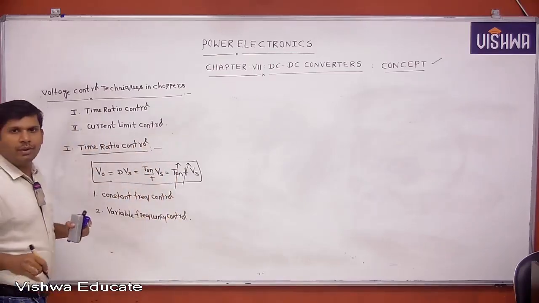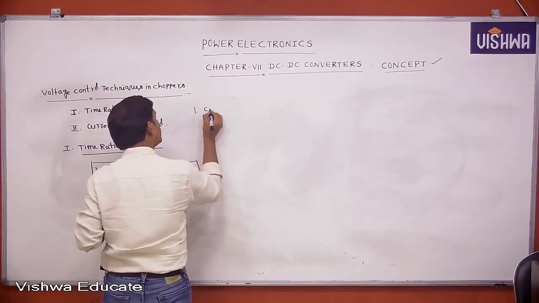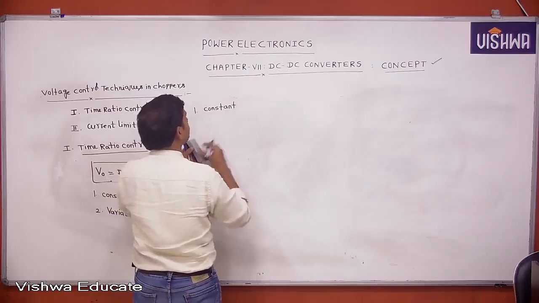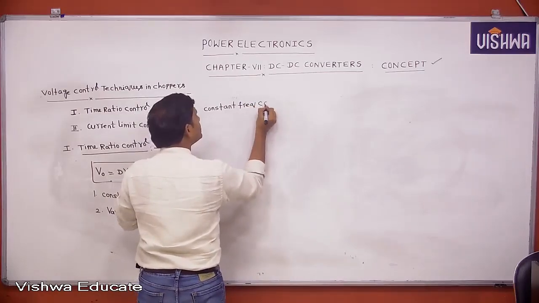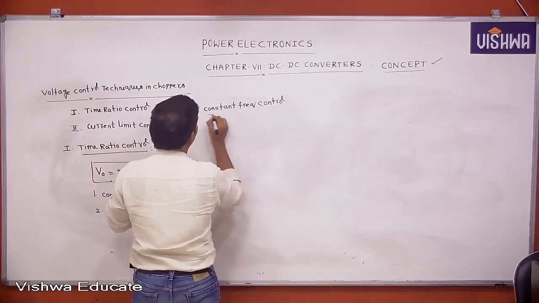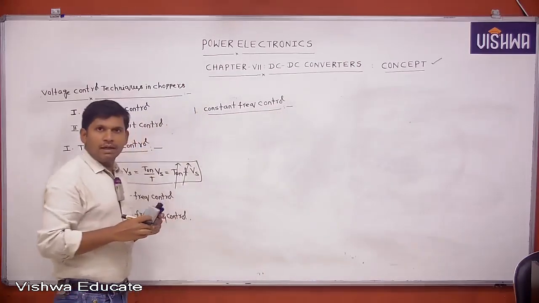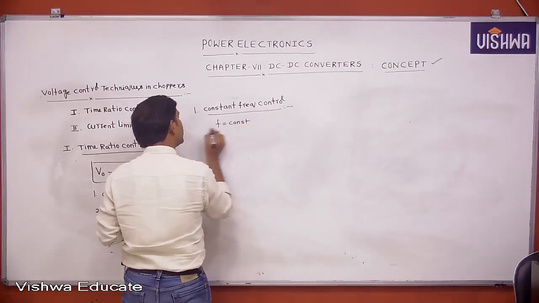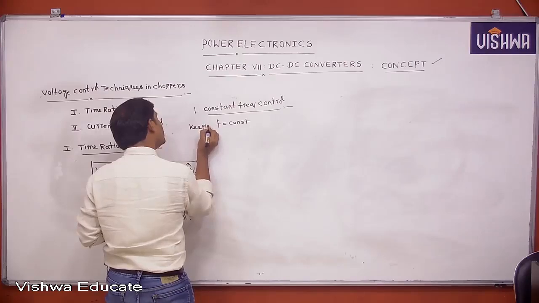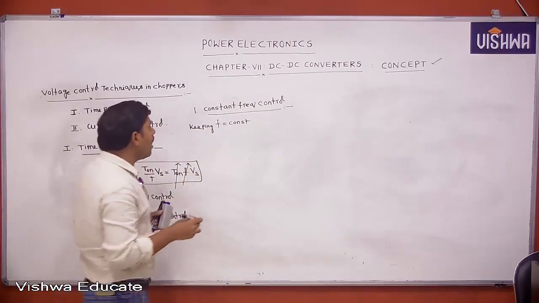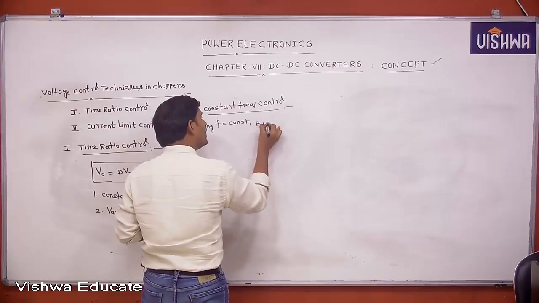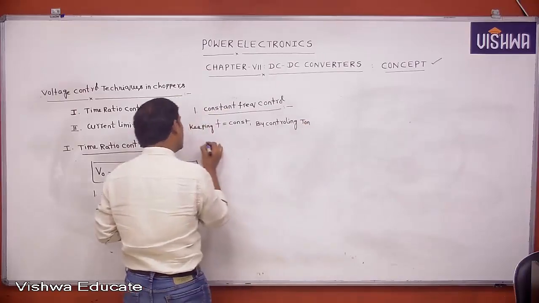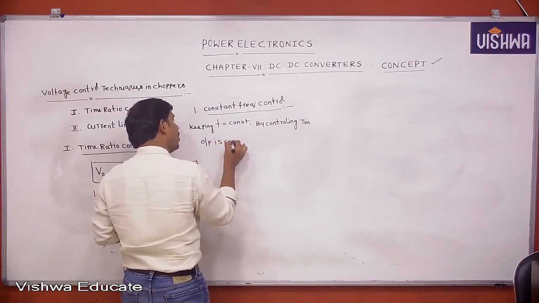Tell me, what do you mean by constant frequency control? Constant frequency control means keeping frequency constant, by controlling T on. Output is controlled by controlling T on.